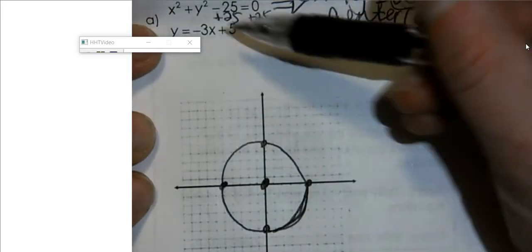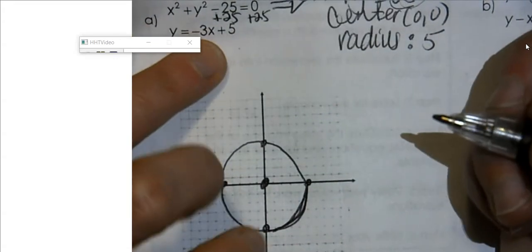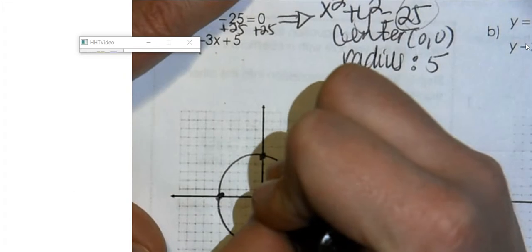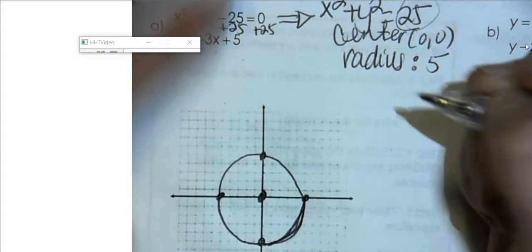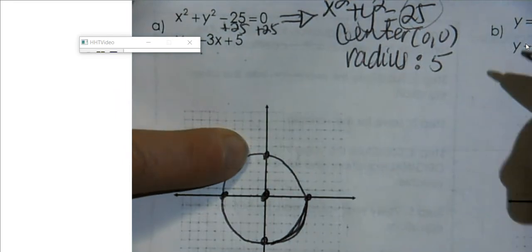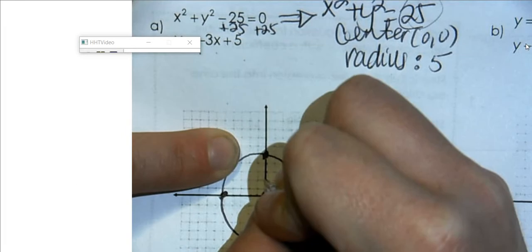All right, so next we're going to draw this line, and we have y is equal to negative 3x plus 5. So this plus 5 is our y-intercept. So I'm going to go up to 5. 1, 2, 3, 4, 5. And then I'm going to apply the slope by going down 3 to the right 1. So I'm going to go down 3, 1, 2, 3 to the right 1.